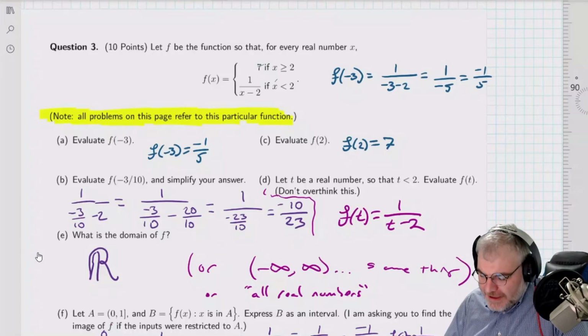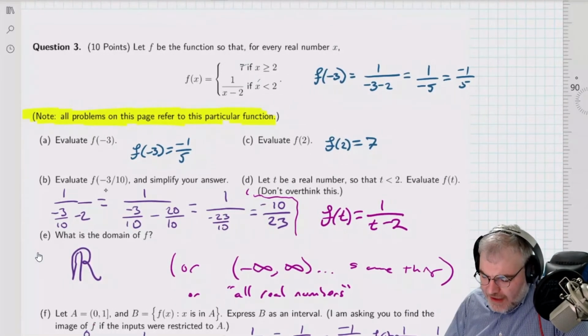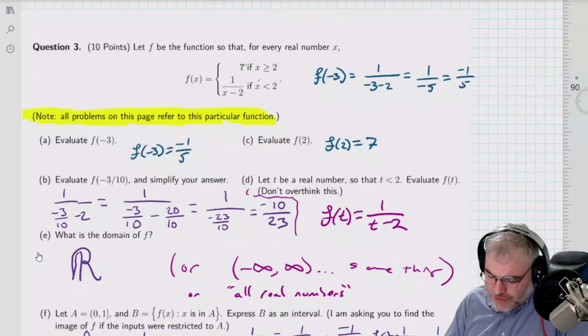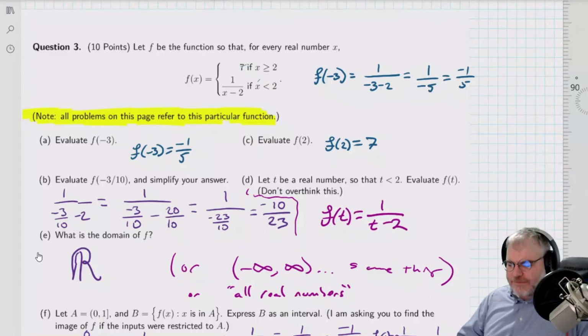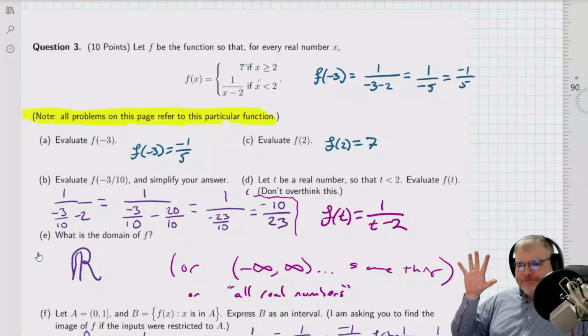For part B, I want f of negative 3 over 10. Well, negative 3 over 10 is less than 2, so I'm going to use this part of the rule. I'm going to do 1 over negative 3 over 10 minus 2, which is 1 over negative 3 over 10 minus 20 over 10. I take a common denominator there. I put them together, 1 over negative 23 over 10, and then I take the reciprocal because I'm dividing 1 over a fraction. So I flip the fraction and I get negative 10 over 23. 1 to 5, part B.